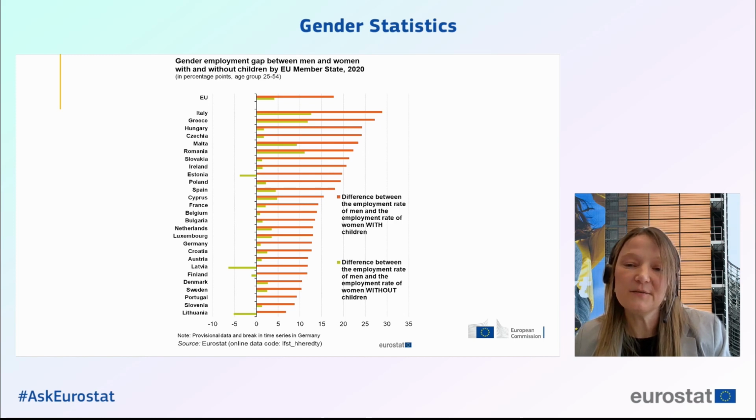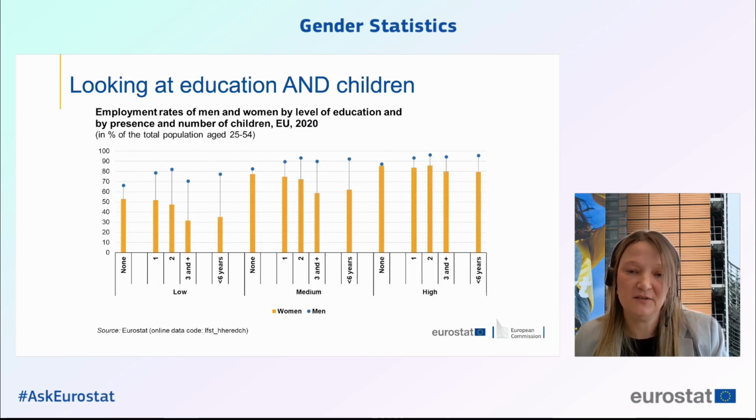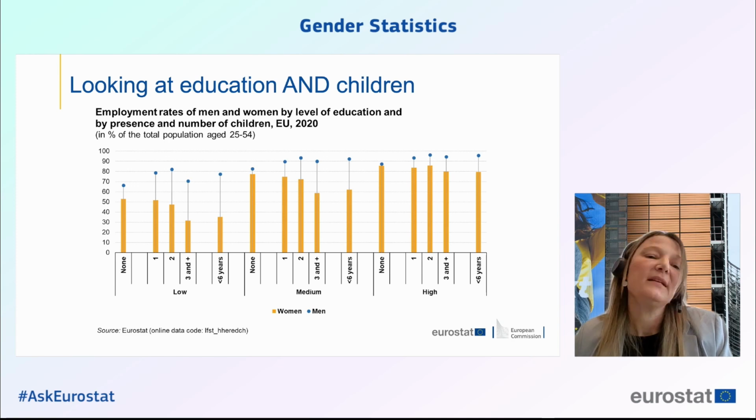And in the next figure, we combine both characteristics, presence of children and education, to see how large the difference can be. So when we cross the level of education with the number of children, we can clearly see that the gender differences are more or less pronounced according to the specific characteristics.